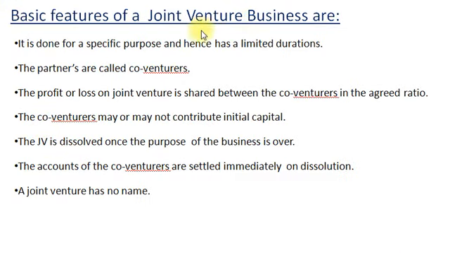Here are some basic features of joint venture business. First, it is done for a specific purpose and hence has a limited time duration. Second, the partners are known as co-venturers. The profit or loss on joint venture is shared between the co-venturers in the agreed ratio. Next, the co-venturers may or may not contribute initial capital. The joint venture is dissolved once the purpose of the business is over. The accounts of the co-venturers are settled immediately on dissolution, and a joint venture has no name because it is for a limited time period and not a permanent business form. So my dear students, these were the basic features of joint venture business.